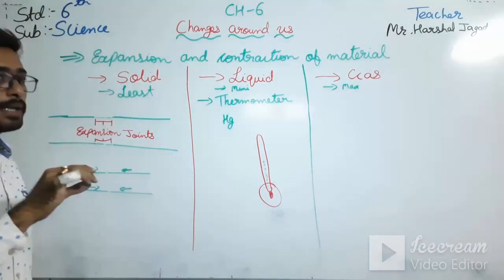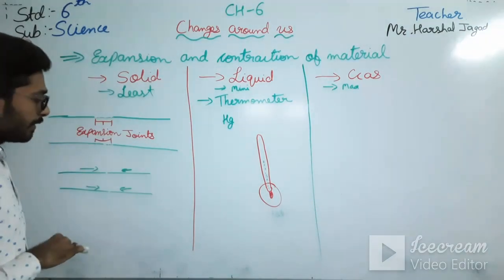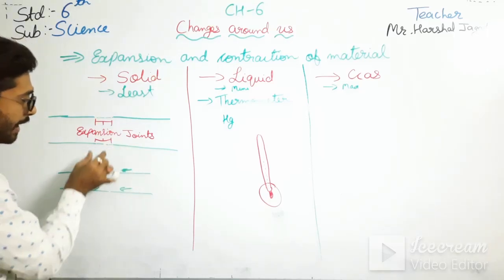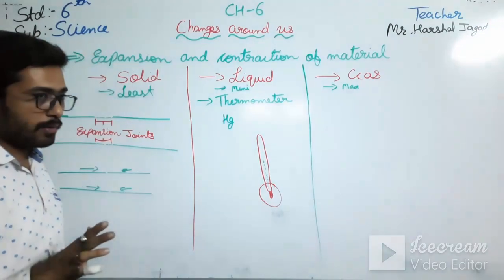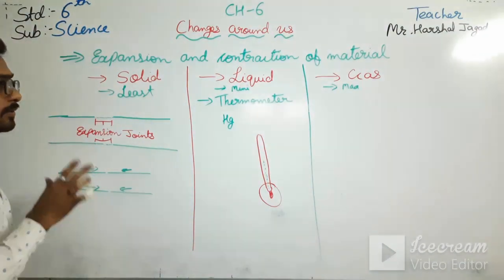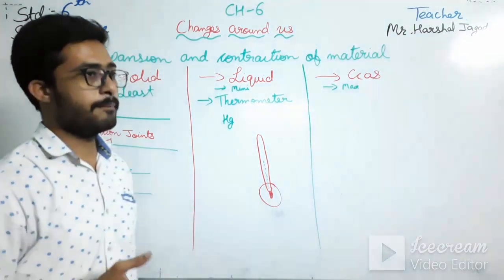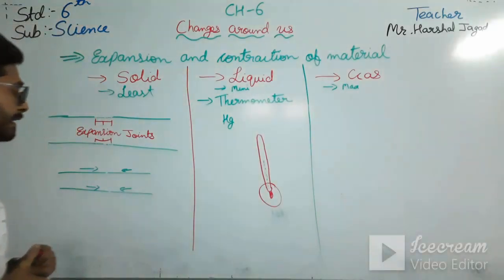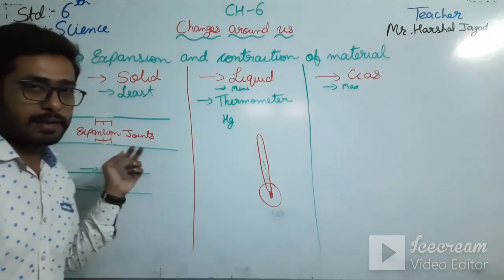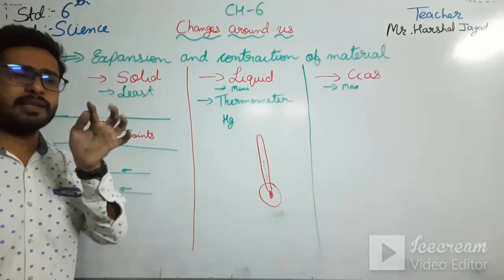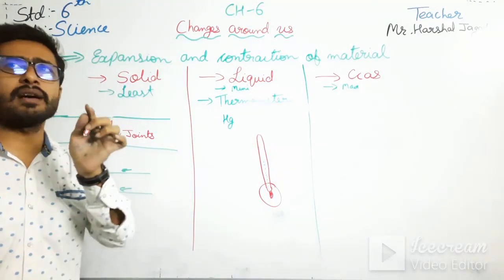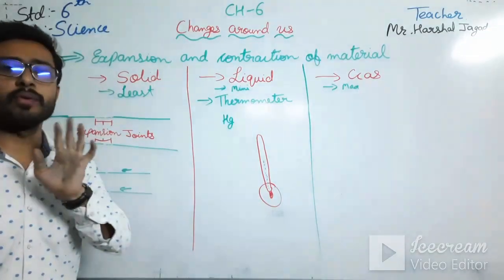So in solids, we have seen the railway lines or railway tracks. In that, between the metal plates, there is a gap, and that is known as expansion joints. This is because in the summer season the heat comes directly to these metal rods, so they will expand just a little, only up to 2 to 3 centimeters, not more than that.